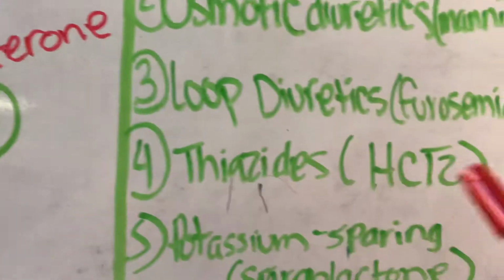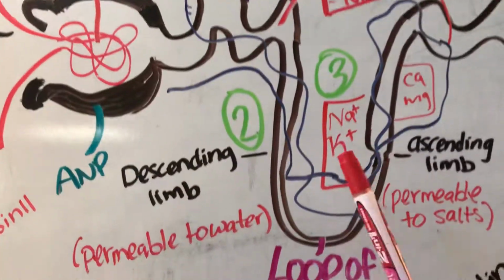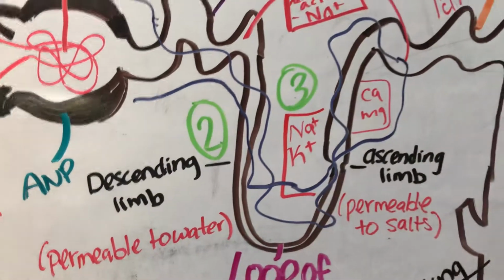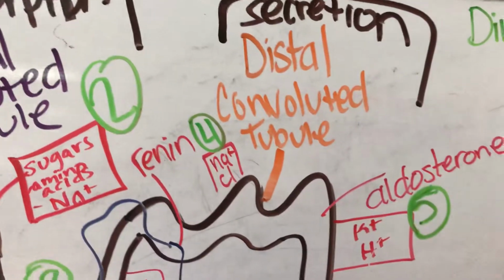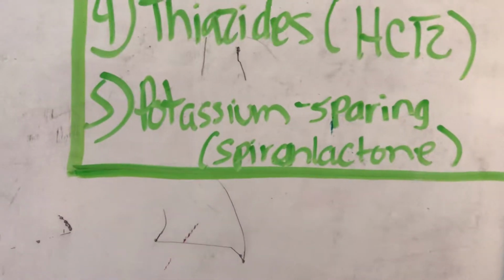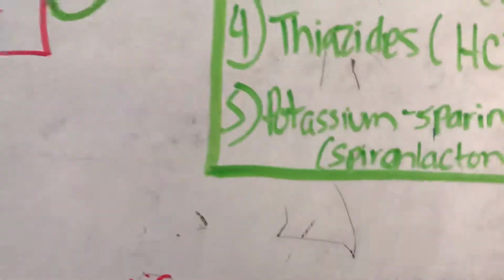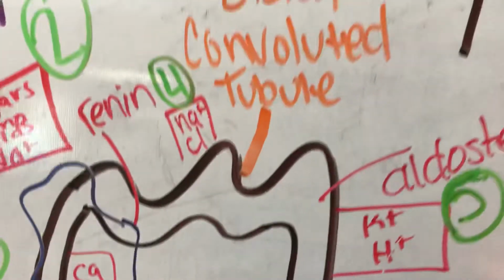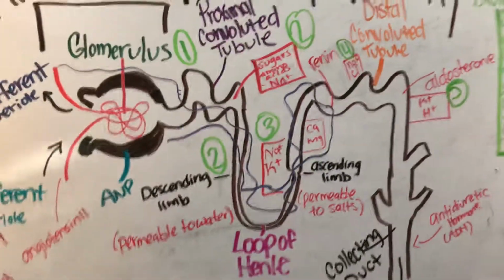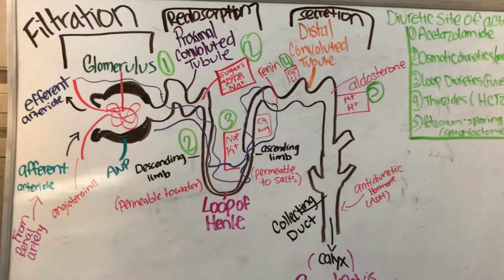We have our loop diuretics, such as furosemide, and that's going to act on the loop of Henle, which is here. We have our thiazides, number 4, such as hydrochlorothiazide, and that's going to work on the distal convoluted tubule. And then we have potassium-sparing diuretics, such as spironolactone, which is Aldactone, and that's going to work over here in the collecting duct.